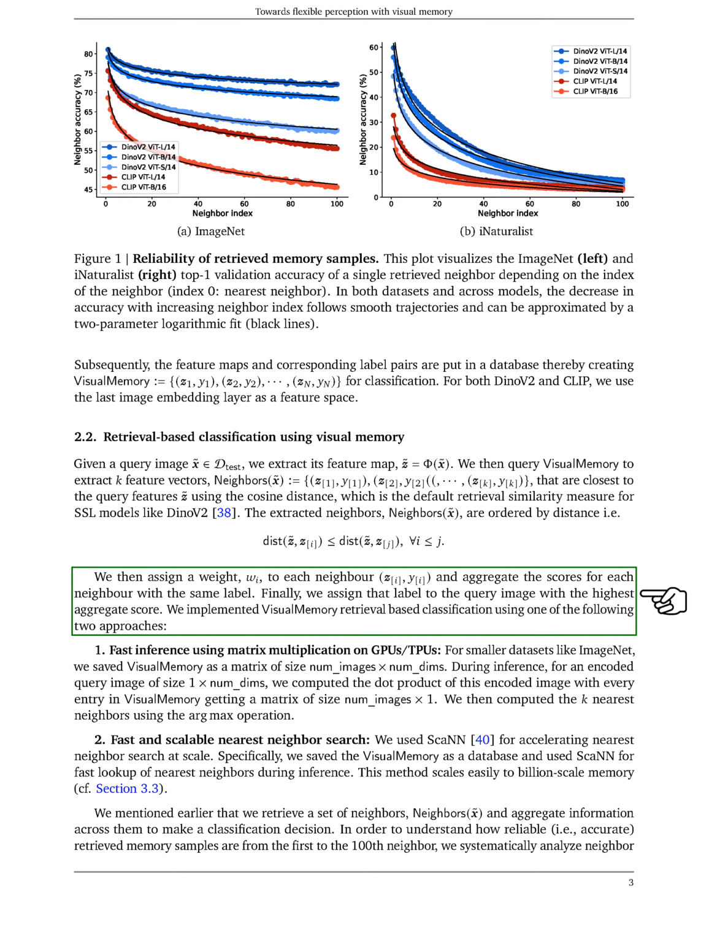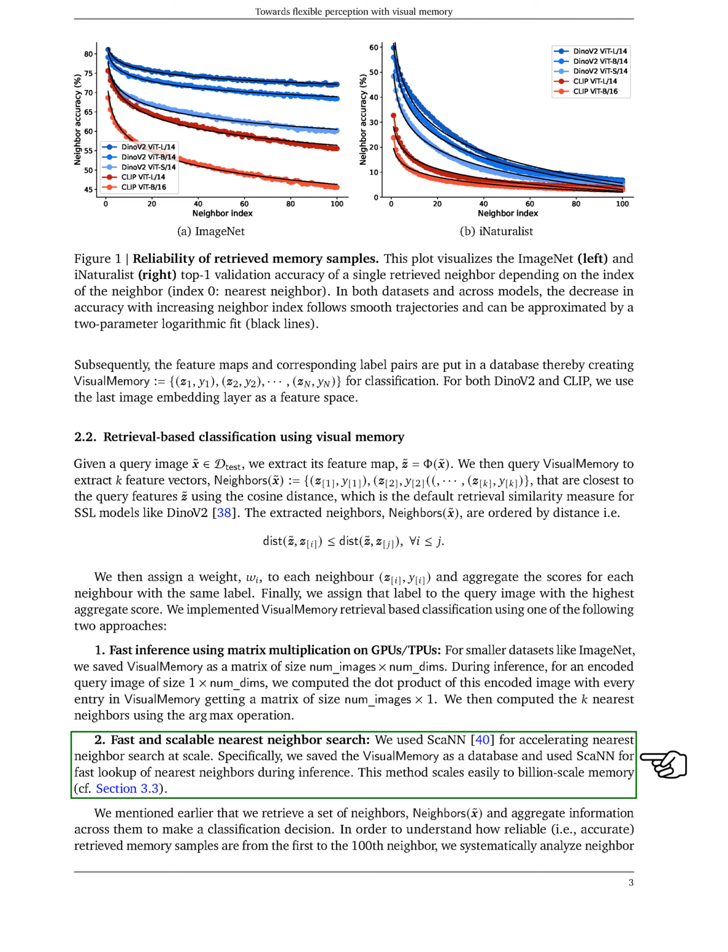The closest neighbors are ordered by distance, and we assign a weight to each neighbor, aggregating scores for neighbors with the same label. We then assign the label with the highest score to the query image. We implemented visual memory retrieval classification using two approaches. 1. Fast inference with matrix multiplication on GPUs, TPUs, where we save our visual memory as a matrix and compute the dot product with the encoded query image to find the nearest neighbors. 2. Fast and scalable nearest neighbor search using SCANN, which allows for quick lookups in large databases.